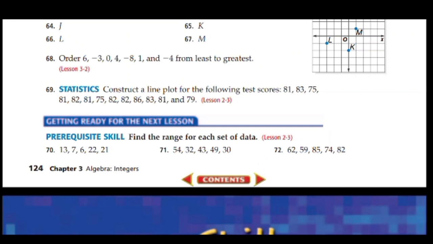70. 13, 13, 7, 6, 22, 21. 71. 54, 32, 43, 14, 49, 30. 72. 62, 59, 85, 74, 82.